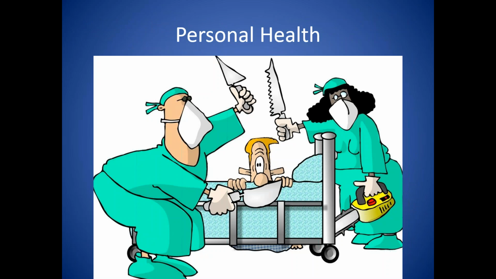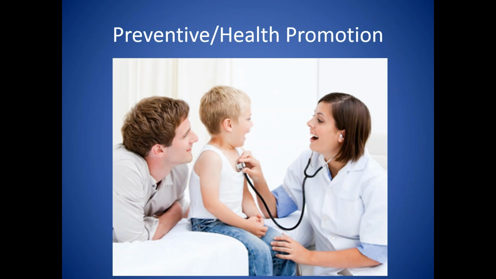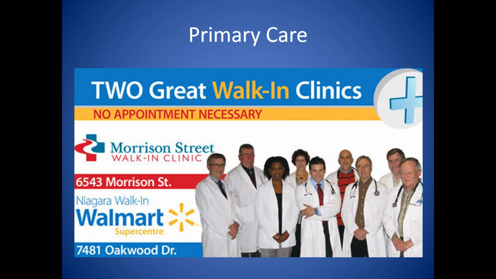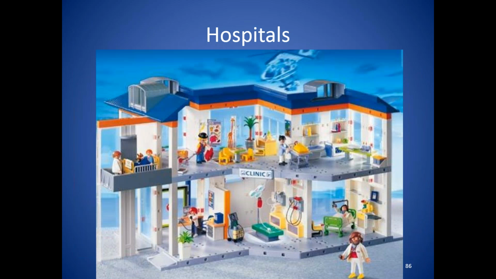So when we talk about personal care, since that's such a large component of the delivery system, what are we talking about? Obviously, one component we can talk about is the preventive services and health promotion activities. Second area we can talk about is primary care. The activities where people go in for routine visits on a walk-in basis. Third area, hospital care, inpatient services.